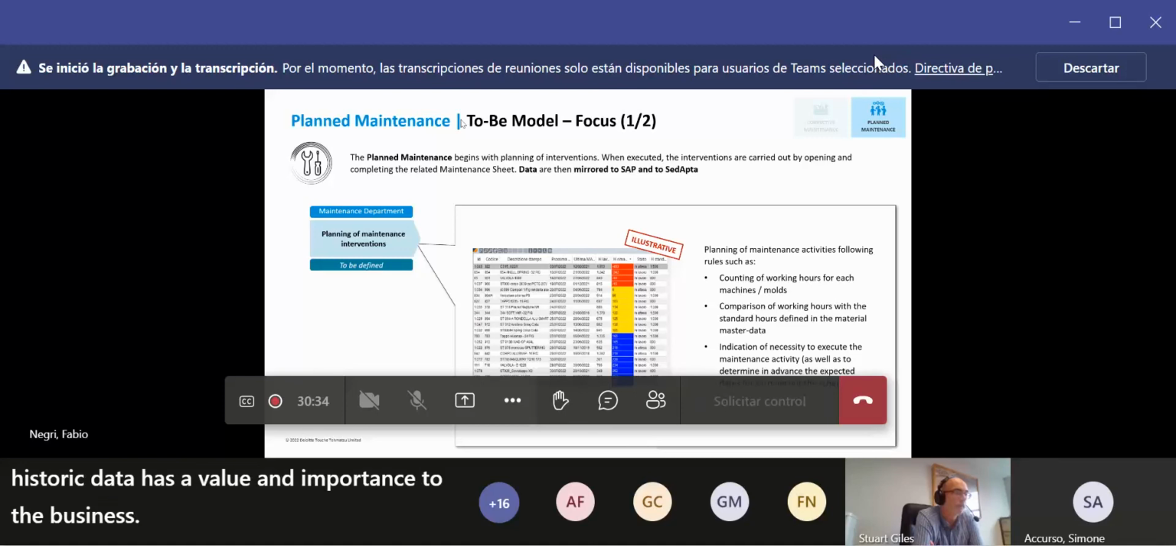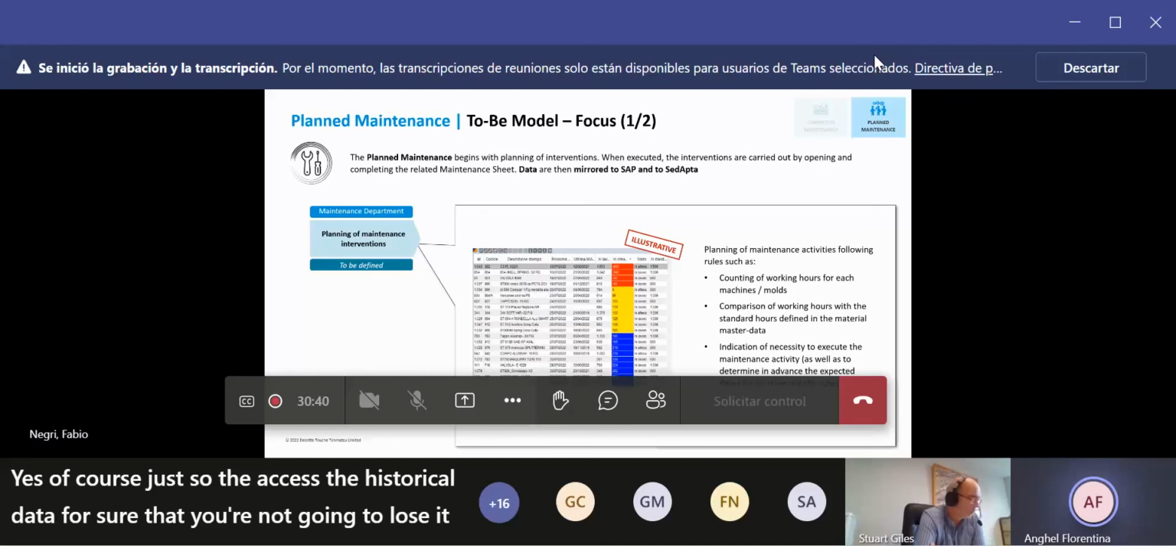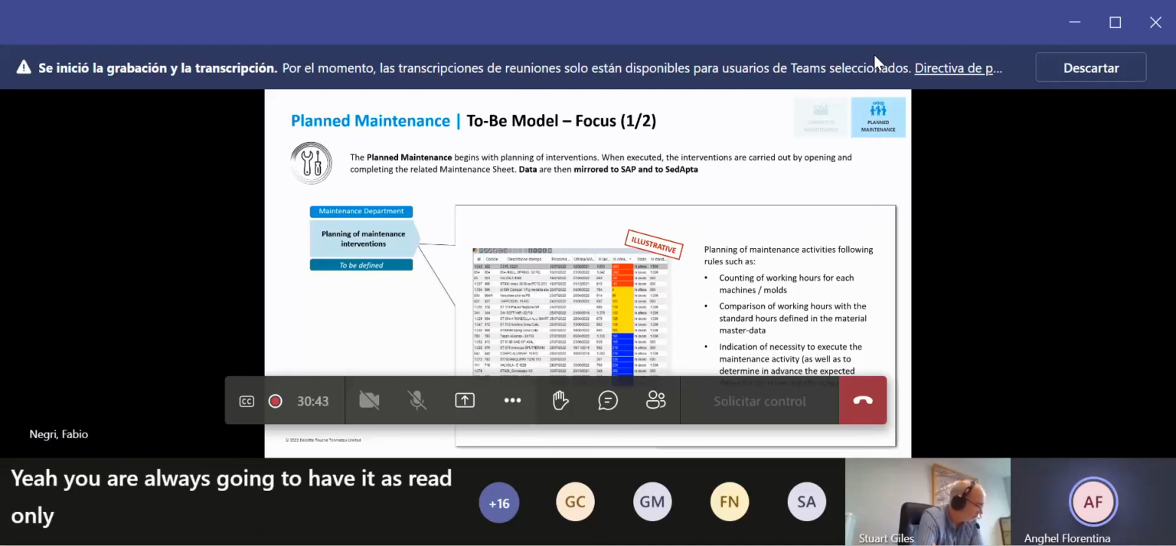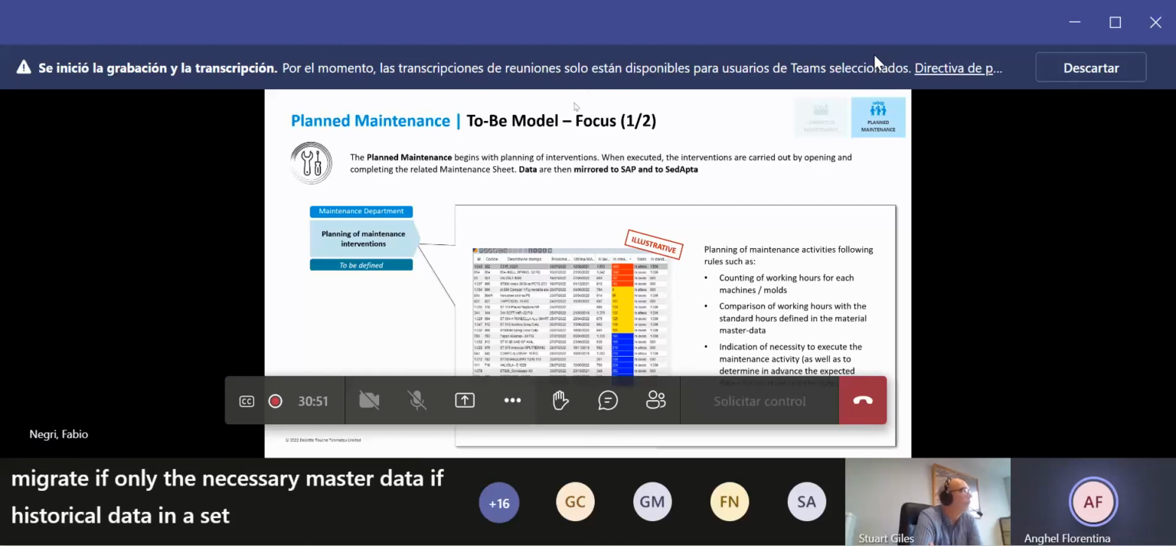Yes, of course, Gilles. The access to the historical data, for sure you are not going to lose it. You are always going to have it as read-only. We only need to decide exactly what to migrate: only the necessary master data, or historical data in a set range of years, or how to proceed. Yeah.